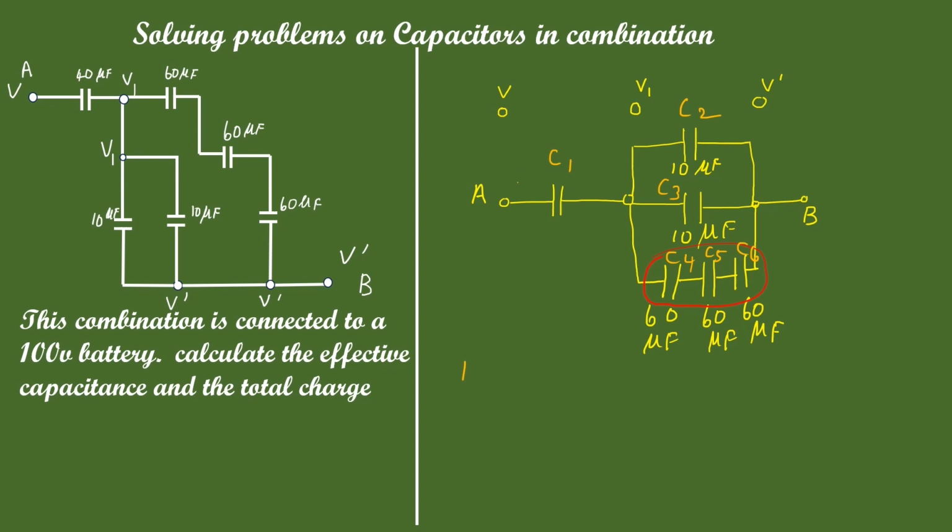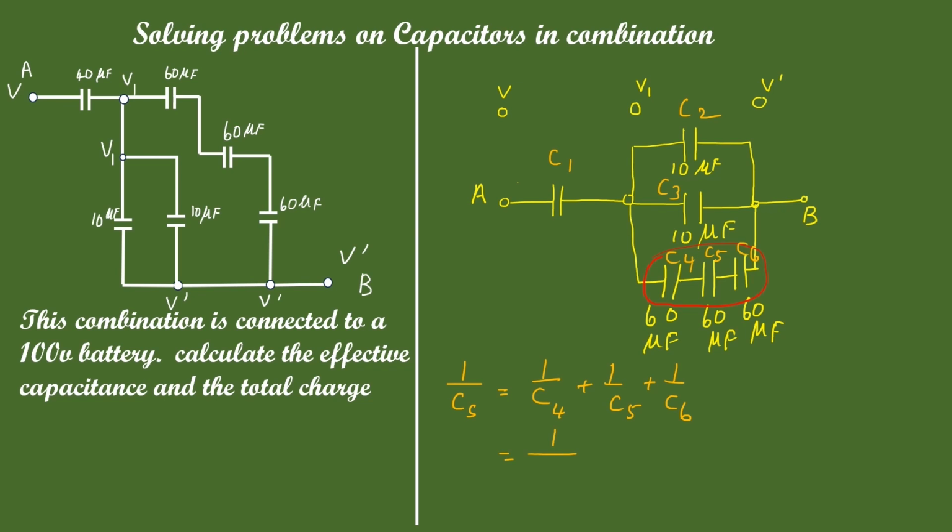The effective capacitance for capacitors 4, 5 and 6 in series is given by 1 by Cs equals 1 by C4 plus 1 by C5 plus 1 by C6.